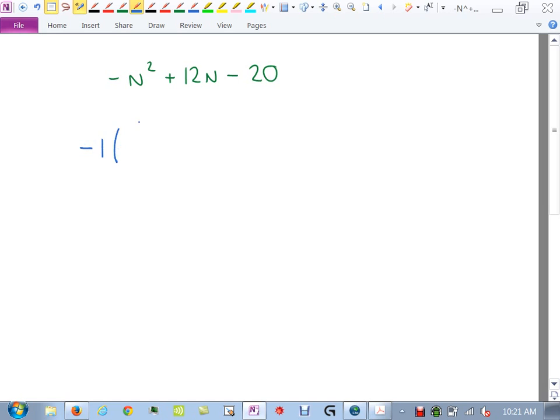That'll leave me with what? N squared minus 12n plus 20. What you've done is you've removed the negative off of every term, or you've changed the sign of every term, but you got to have that -1 out front.